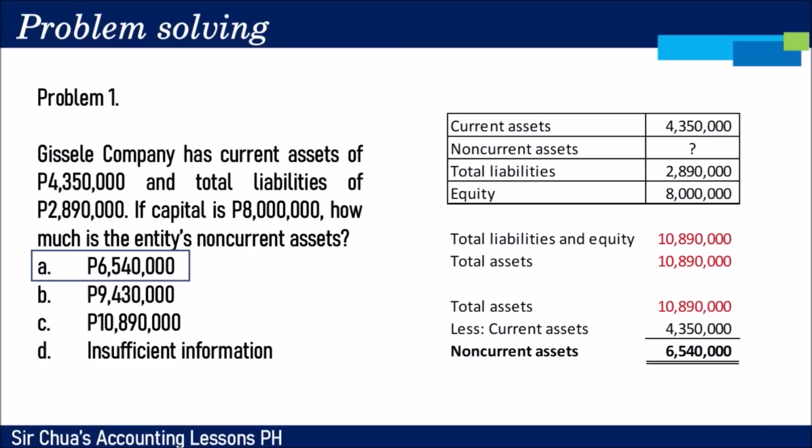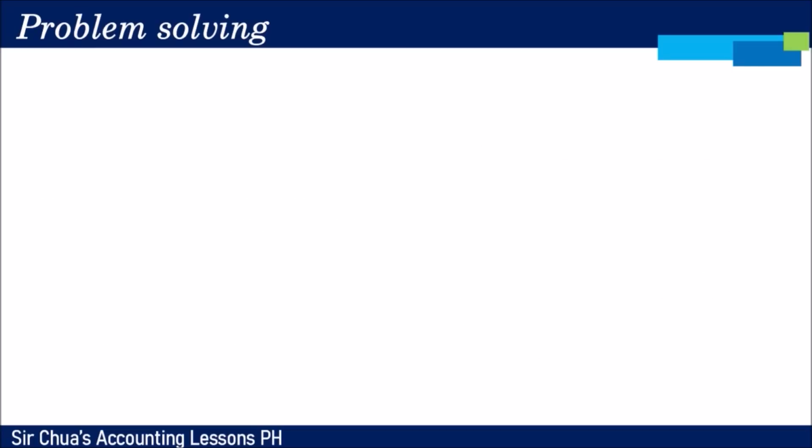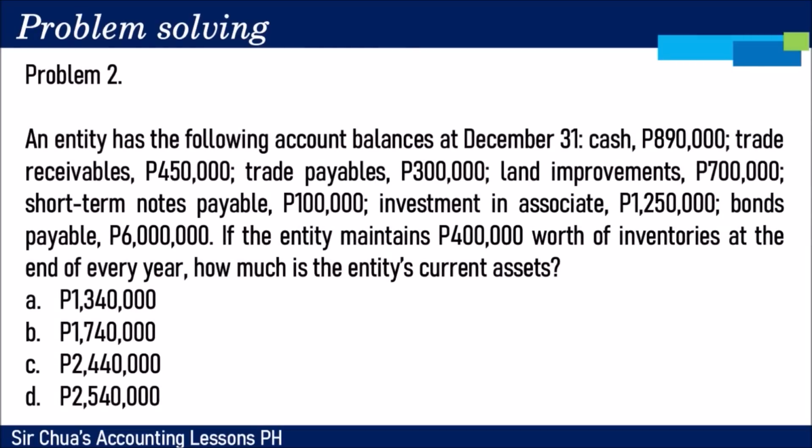Okay, we proceed with problem number 2. An entity has the following account balances at December 31. Cash, 890,000. Trade receivables, 450,000. Trade payables, 300,000. Land improvements, 700,000. Short-term notes payable, 100,000. Investment in associate, 1,250,000. Bonds payable, 6 million.